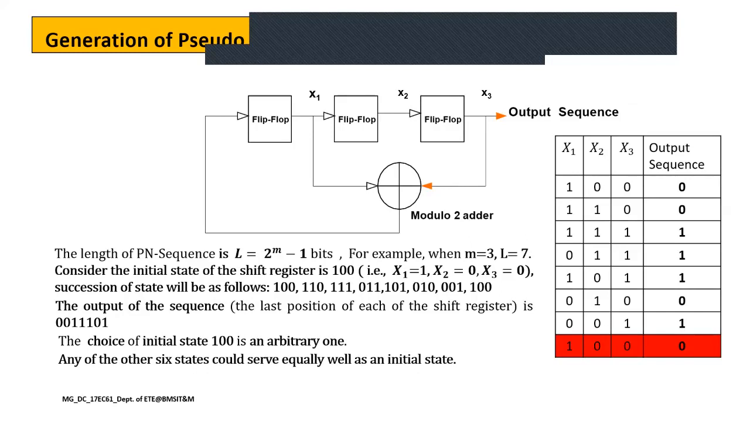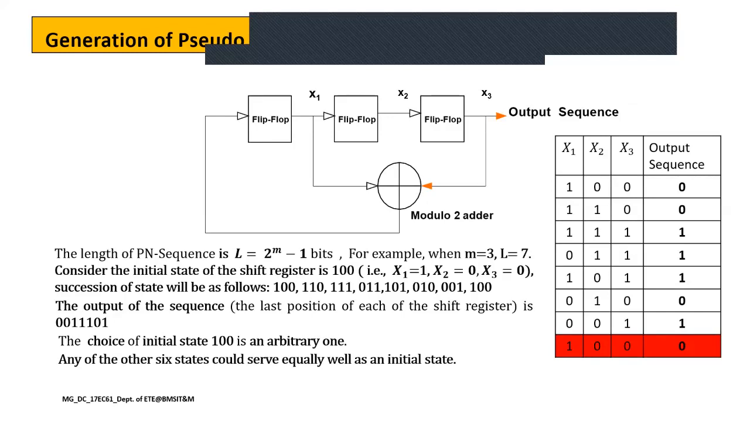That is why I highlighted this with red. I started with the initial state as 1 0 0. With that, these are the different states, and this is the output sequence I get. So 0011101 is my pseudo noise sequence, or I can say this is an M sequence.